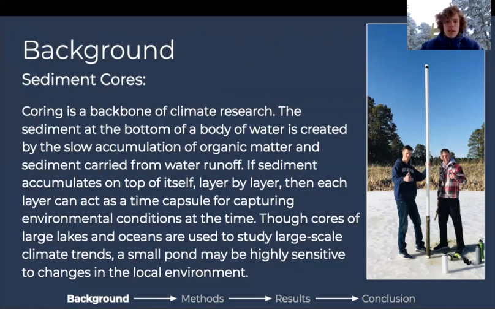Now, sediment coring is usually used in Antarctica or very deep oceans or very deep ponds, but not usually in a local pond in your backyard. But that's exactly what I wanted to do.